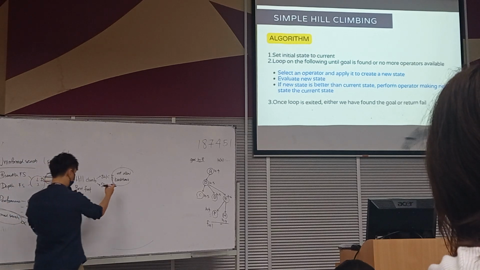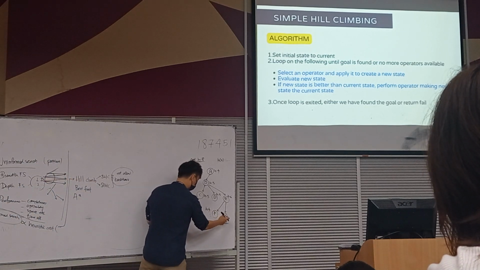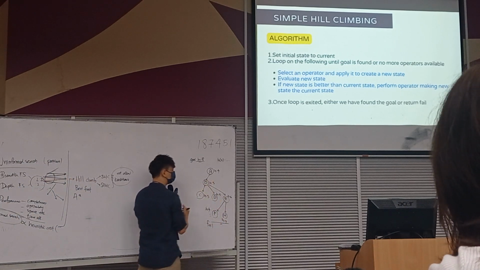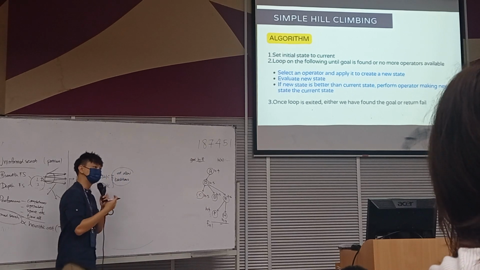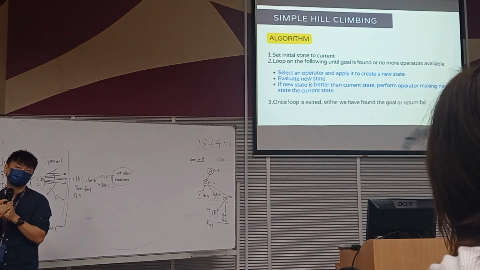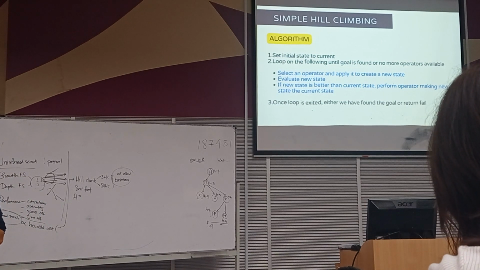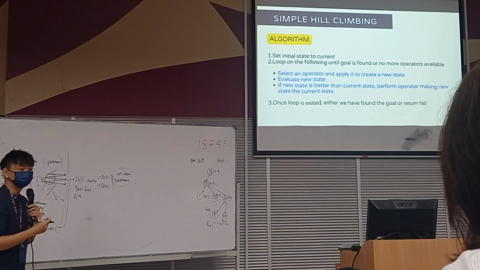Backtracking is not allowed. So once we reach here and there's no more solution, we cannot go back. That is the reason why I say hill climb is not efficient and not effective. Due to these reasons, it's not allowed to backtrack.